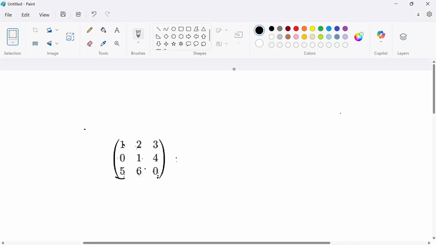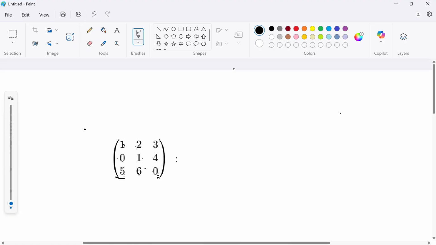Here's a matrix, and I want to find the inverse of this matrix. I'm going to do it by row operations and Gauss-Jordan elimination, and I'll show how to do that in a second. Why do I want to take the inverse of matrices?